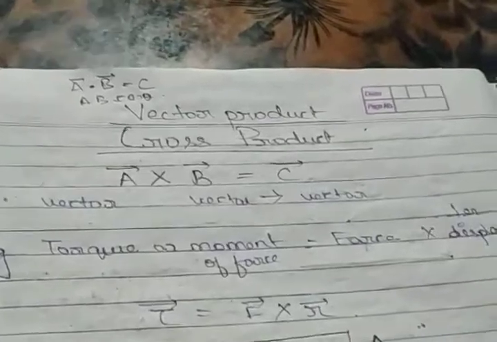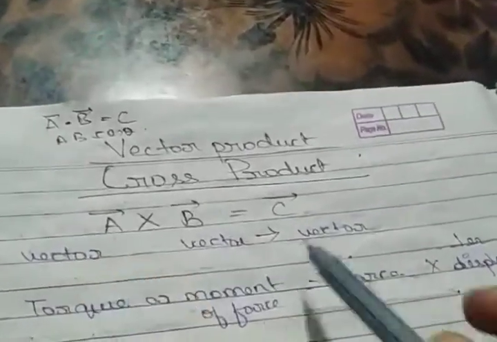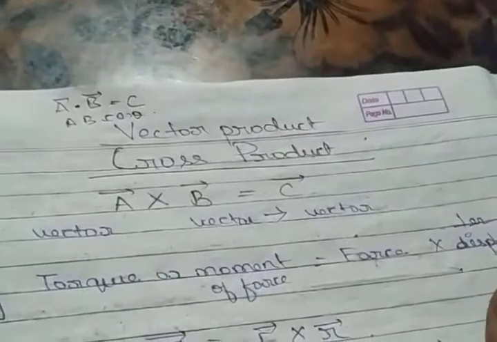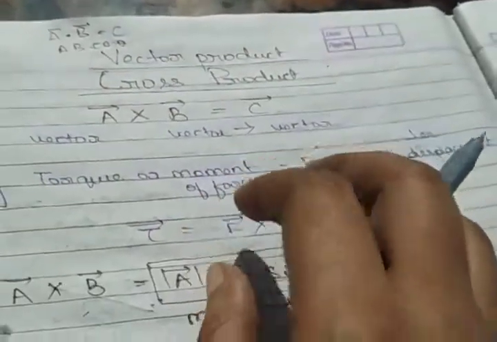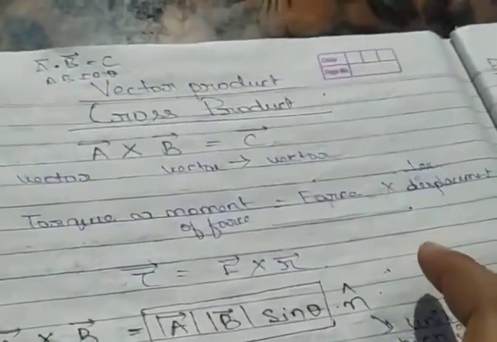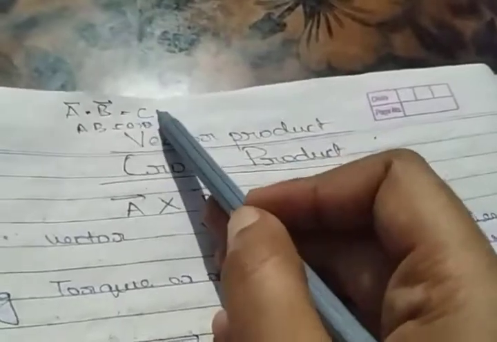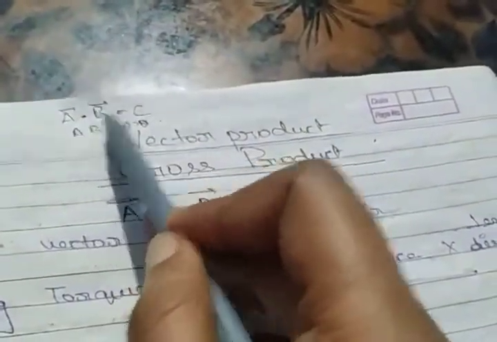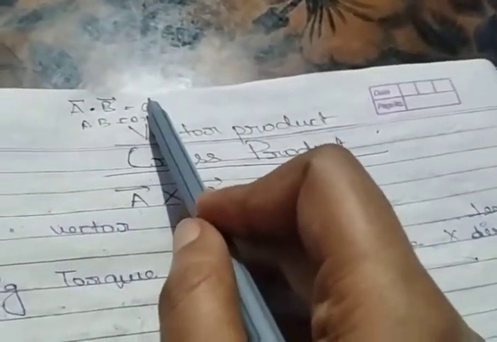So now our next topic is cross product or vector product. In dot product we already studied that when there is multiplication of two vectors, it can give us a scalar quantity as well as a vector quantity. When the multiplication of two vectors gives me a scalar quantity, it is known as scalar product.